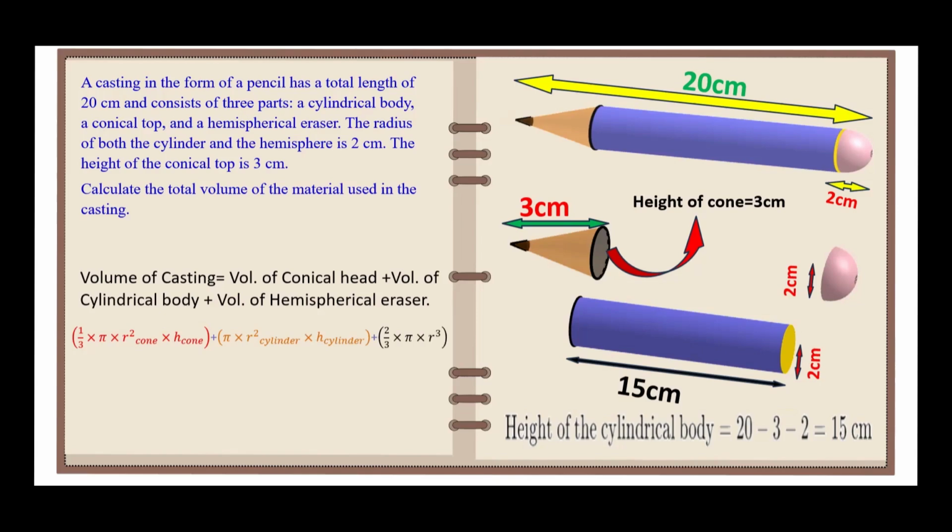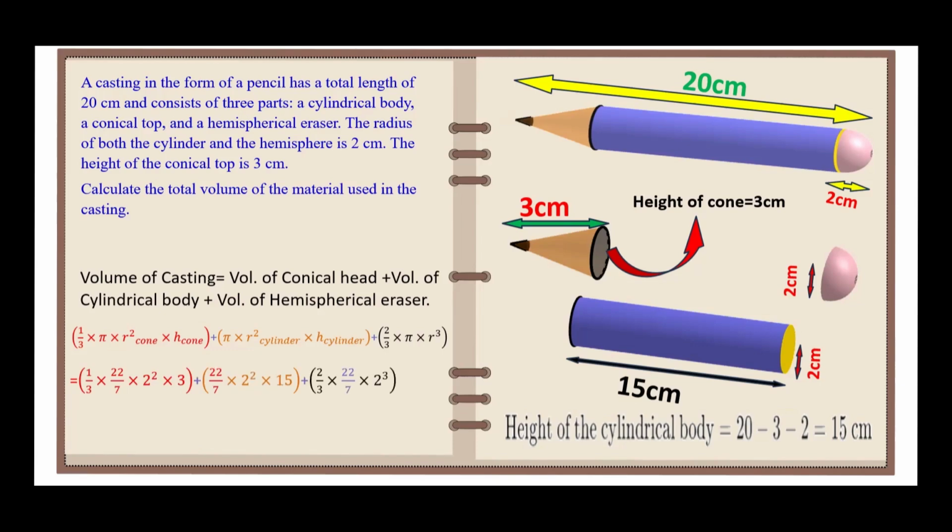For the volume of the conical head, we have 1/3 times pi times the radius of this cone squared times the height of the cone, plus pi times the radius of the cylinder squared times the height of the cylinder, plus 2/3 times pi times the radius of the hemispherical eraser raised to power 3. So we are going to substitute all the values into these different formulas to determine the volume of the material used in this casting.